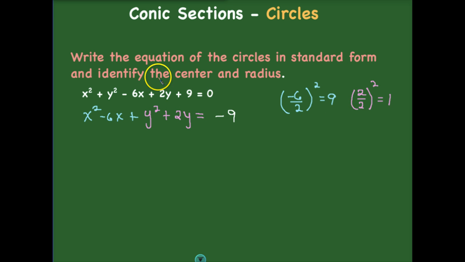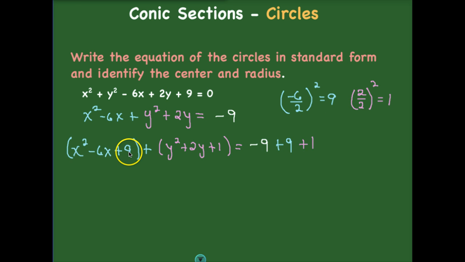Now we can insert those numbers. So here's our 9, and notice that I've put the quadratics in parentheses so they're easier to see and work with. So I went ahead and added 9 to the left side, and I added 1 to the left side, which means I have to add them both to the right side. Now I'm ready to factor each of these quadratics.